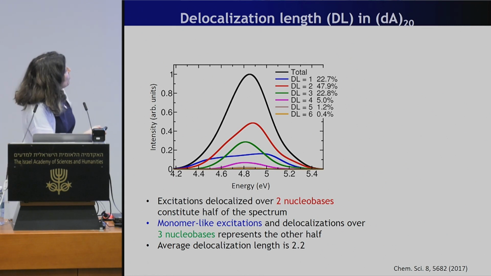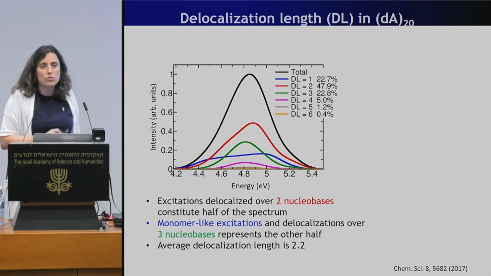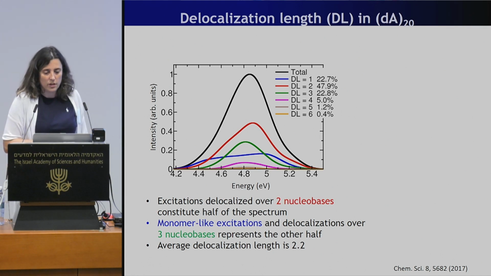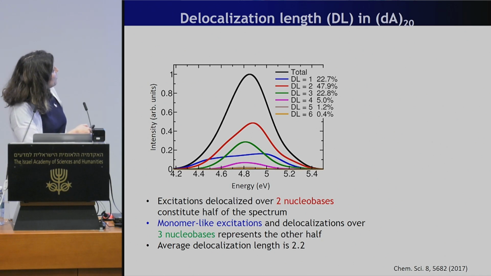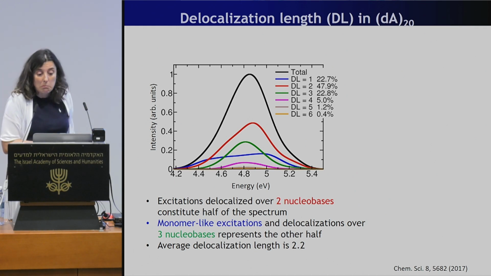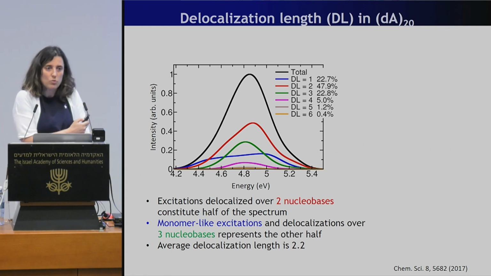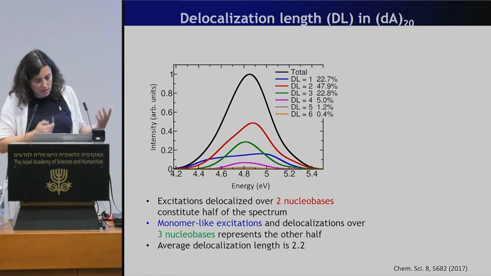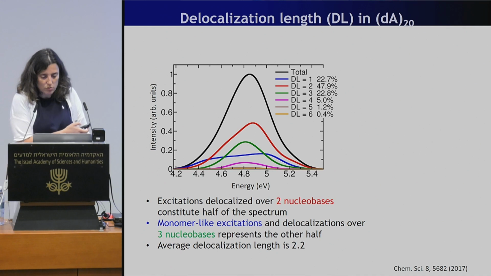Almost 50% is the localization over 2 nucleobases. You have another 25% or 20% of the localization in the monomer, and another 20% in the trimer, and then, I mean, about 6 is 0. So this tells us that actually the average localization is something like about 2 nucleobases, and with this I think that we can just put an end to this controversy.